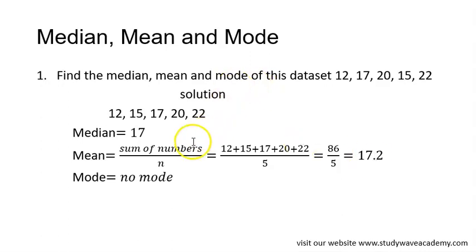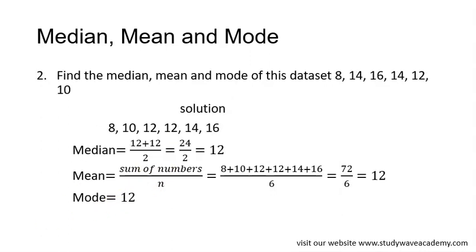Now to get the mode, we are going to be looking at our values, our data set, to see which number appeared more. Now there is no mode here because no number appeared more. Each number appeared once. So no mode in this data set, okay? Do you understand? Good. Let's look at another example.